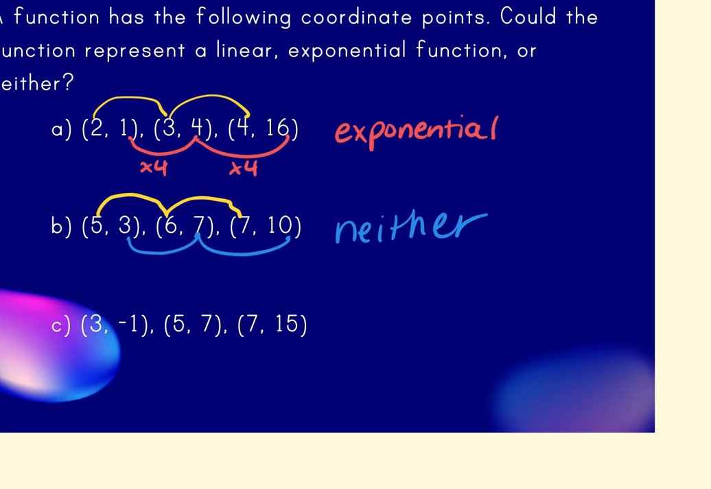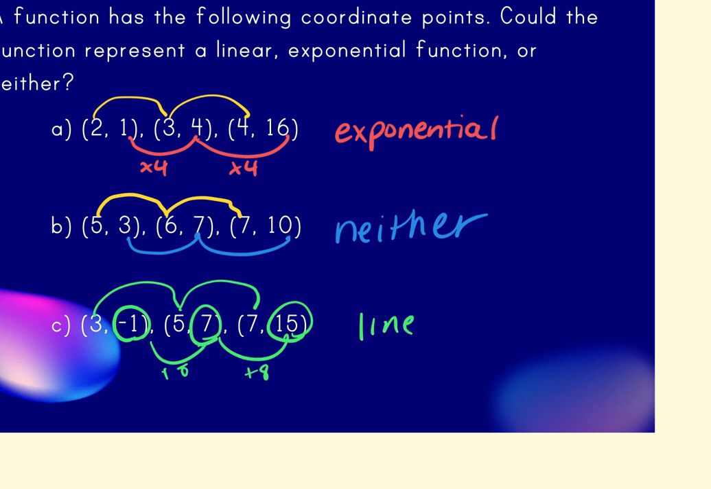All right, then you go to C. I'm going from 3 to 5 and 5 to 7. Is it the same interval? Yes, it's by 2s this time, but it's still the same interval. And then I'm going from -1 to 7, and then 7 to 15. You're adding 8 each time, which makes this linear.